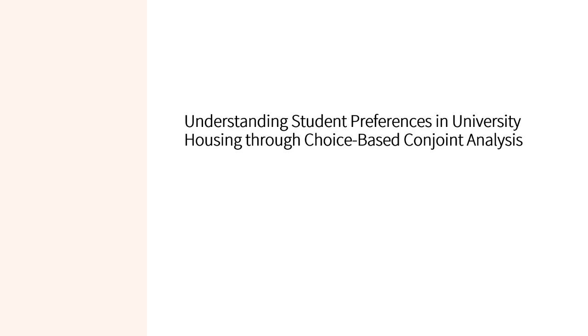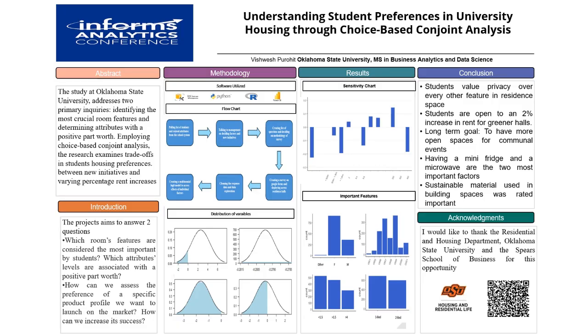I would like to talk about understanding student preferences in university housing through choice-based conjoint analysis. We will start off with the introduction. The introduction includes the need for the study and the current market scenario.